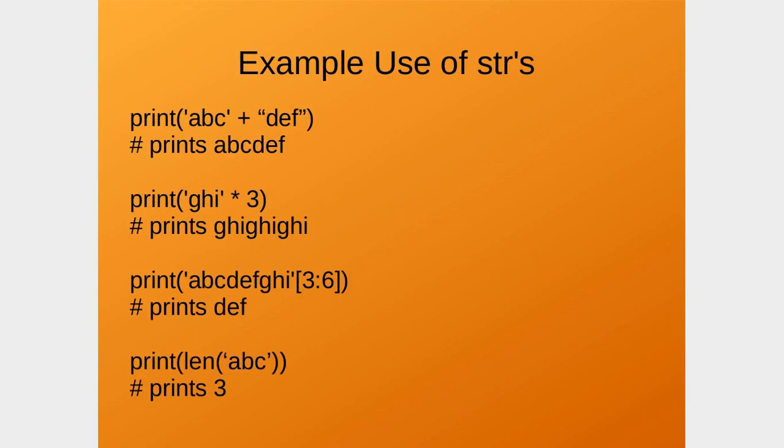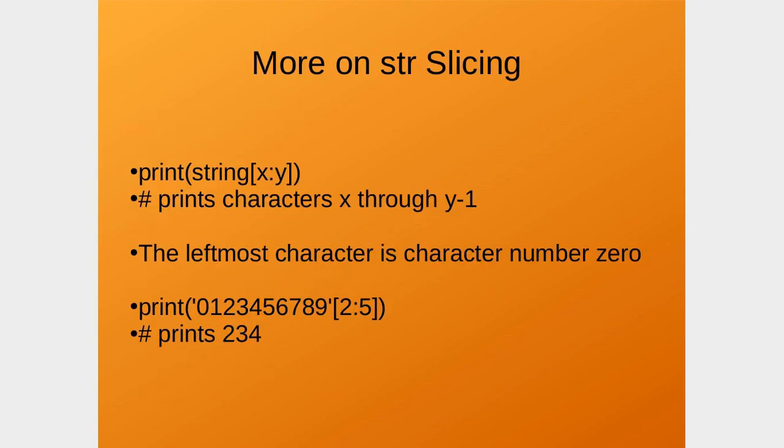Some example uses of strings. This doesn't really introduce anything new. It just might help a little bit to see some concrete examples. More on string slicing. The leftmost character is character number 0, as I alluded to previously, and that last example is kind of cute. It prints 2, 3, 4 because we have characters named the same as their positions within the string.